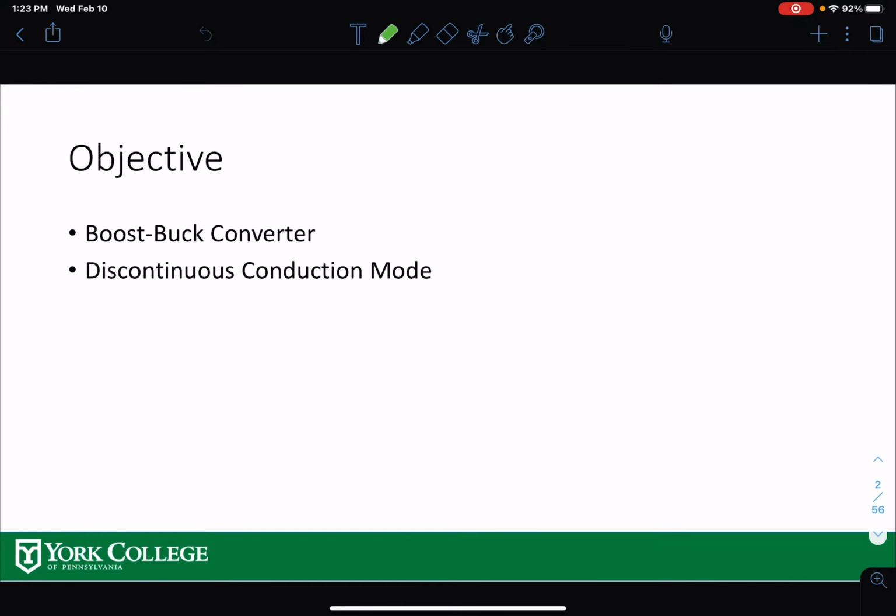In this class we're going to talk about two different topics. Part 1, I'm going to talk about the boost-buck converter. In the last class we talked about the buck-boost converter. Now we're going to talk about the boost-buck converter for part 1. And part 2, we're going to talk about discontinuous conduction mode. So let's start with part 1 here.